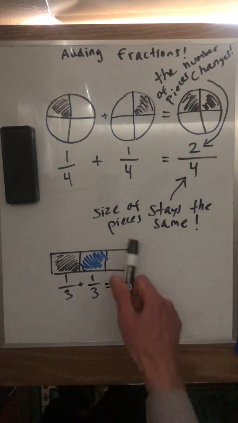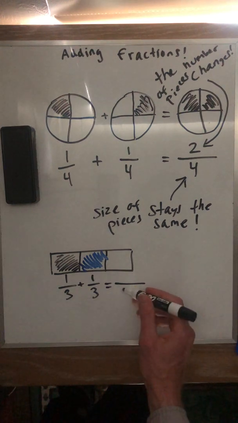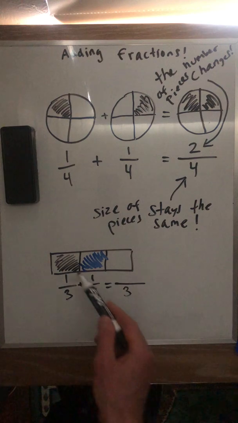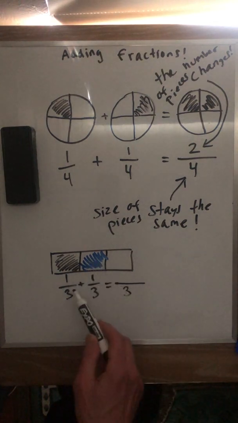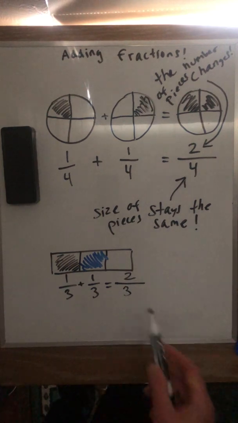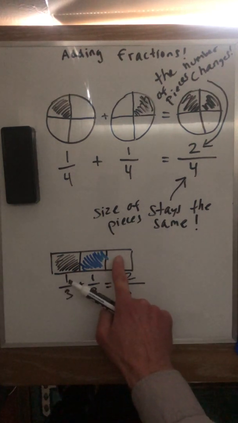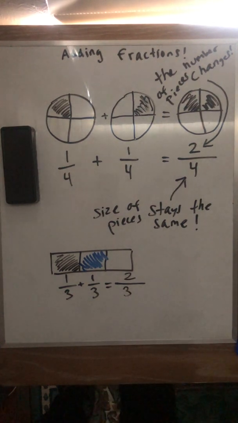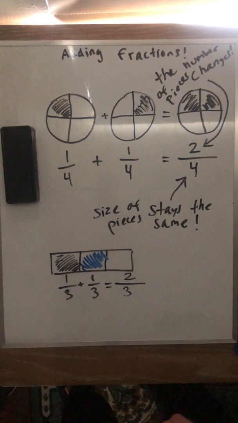Well, what do we remember? Size of pieces stays the same. We're still talking about thirds. The number of pieces changes. I've got more of them now. I used to only have 1. Now I've got 2/3. Or 1 plus 1 equals 2. And we know it's not 3/3 because notice how there's still one empty, right? We only have 2. We have 2 of the 3. 2/3. So that's what you're doing today. You're just adding these numbers up.